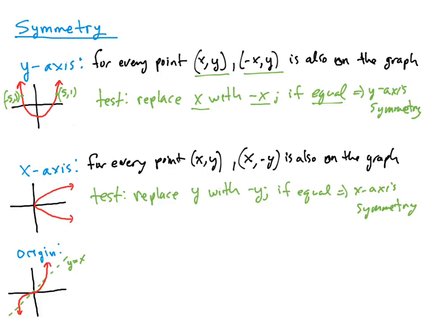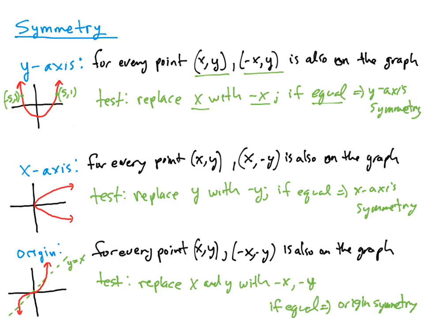So conversely, for x-axis symmetry, any point on the graph, (x, -y) must also be on the graph. So to test, we do it in a similar fashion as before. We want to see if we replace all the y's with negative y, and the equation holds or is equal, then we have x-axis symmetry.